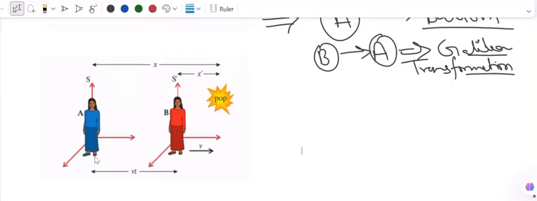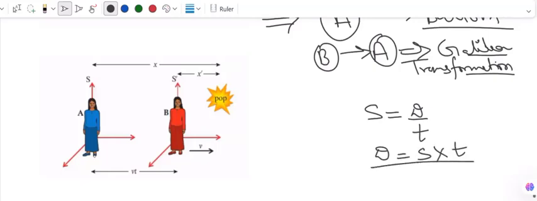Why? Because you are aware, Akshita, that speed equals distance over time. So what is distance? Speed into time. So I am measuring the distance, so it will be speed into time. Any doubt in this picture?